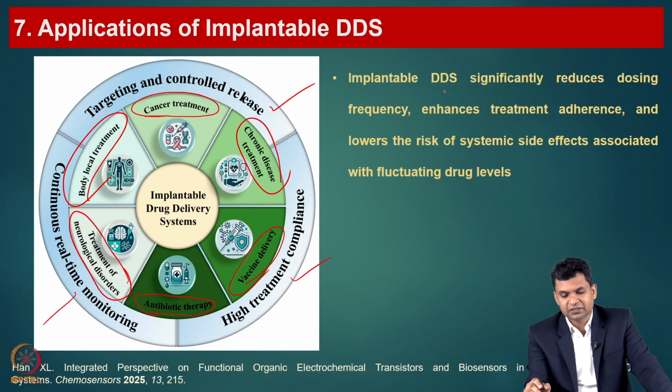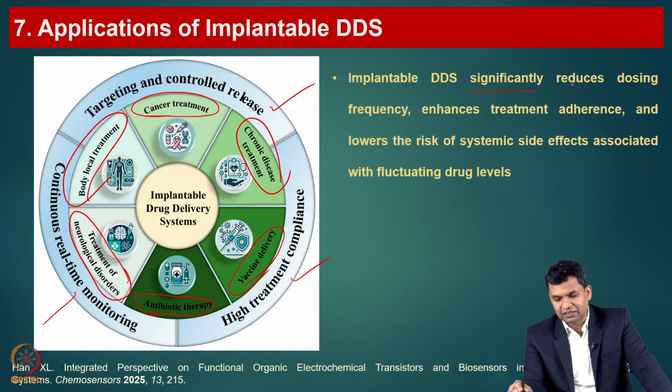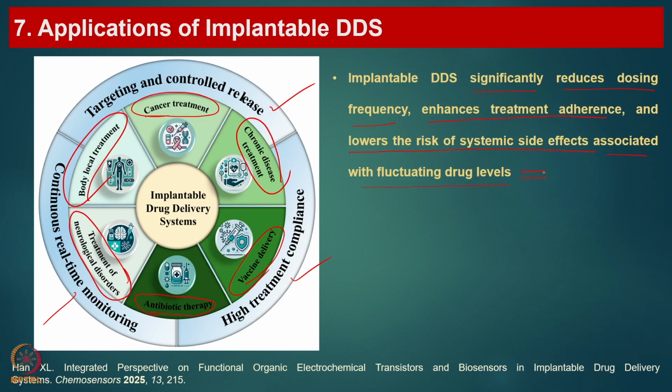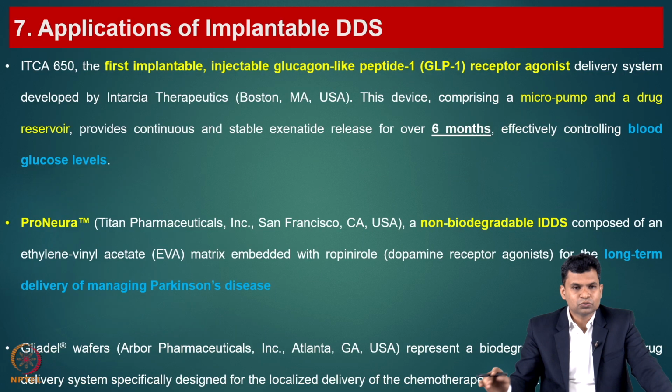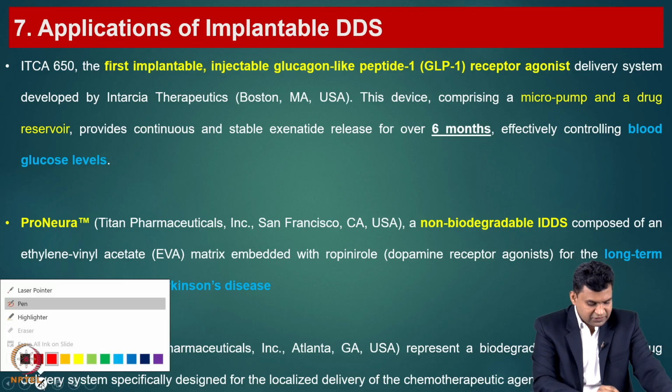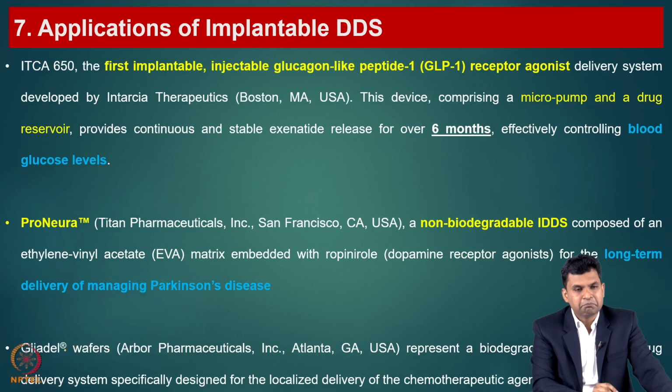Here we can see the main important application or advantage of implantable drug delivery systems, which significantly reduces the dosing frequency, enhances treatment adherence, and lowers the risk of systemic side effects associated with fluctuating drug levels, which is a common problem in conventional formulations. So, these are a few products which are available in the market.